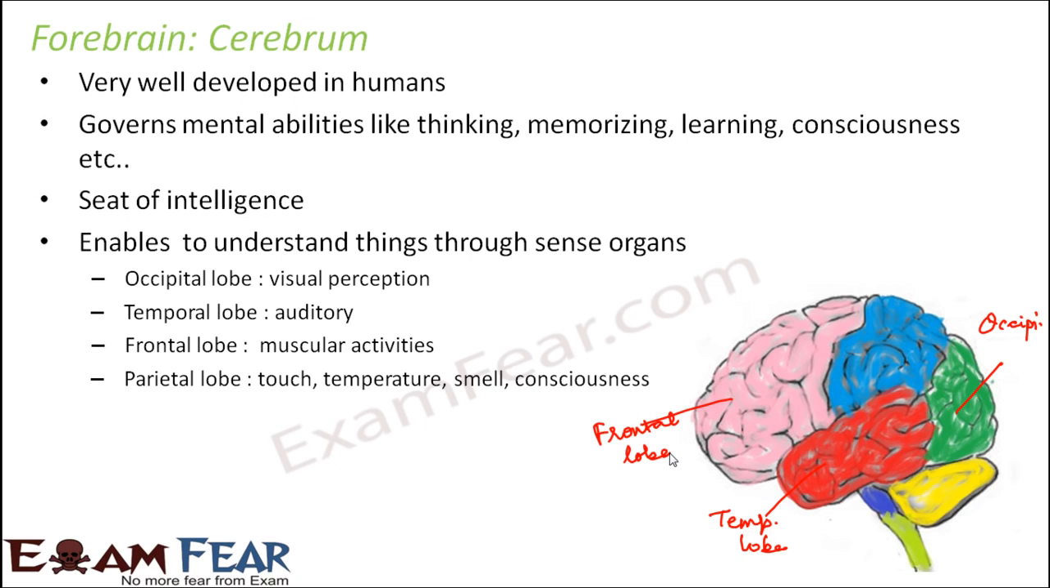Parietal lobe is for touch, temperature, smell and consciousness. And where is this parietal lobe? This is the parietal lobe. You see that the cerebrum is divided into various different sections, and each section has its own job. Everybody does their own job, and as a result, the cerebrum is very, very well developed.